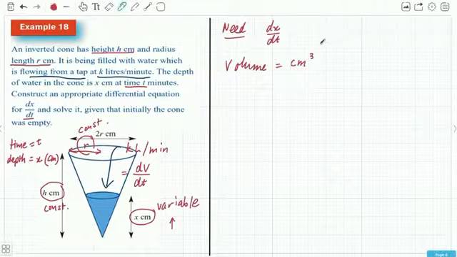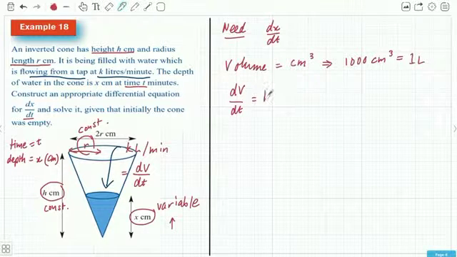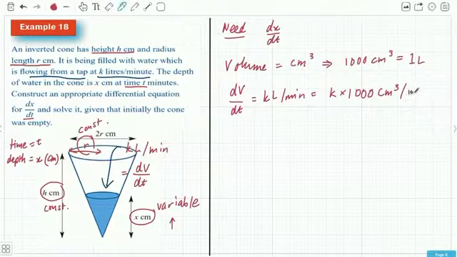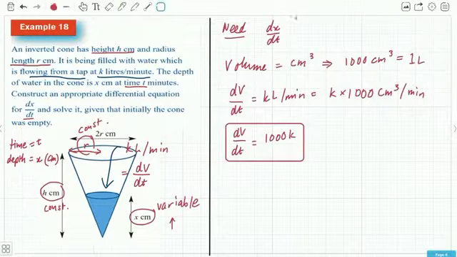Now there are 1,000 cubic centimetres in 1 litre. So that means for our dV/dt, it equals K litres per minute, which is the same as K times 1,000 centimetres cubed per minute. So we're going to use dV/dt equals 1,000K. Everything in centimetres cubed makes more sense. It's a volume in centimetres cubed because everything else is in centimetres. So we've got dV/dt. Now we need dx/dt.